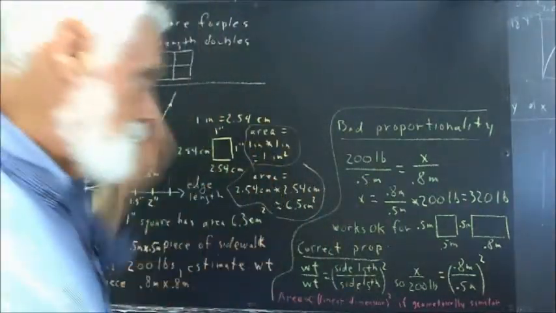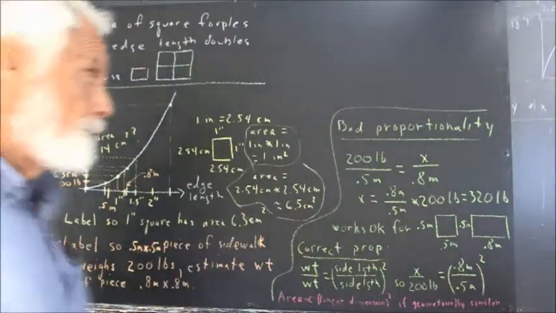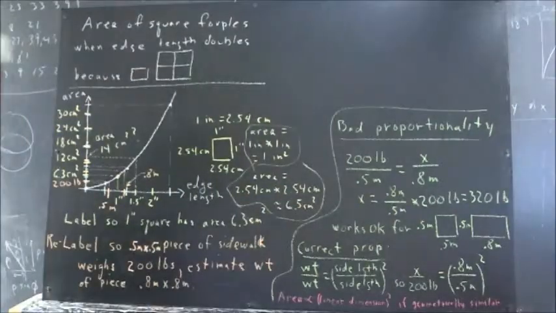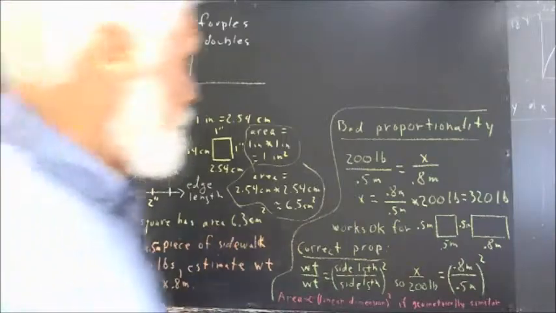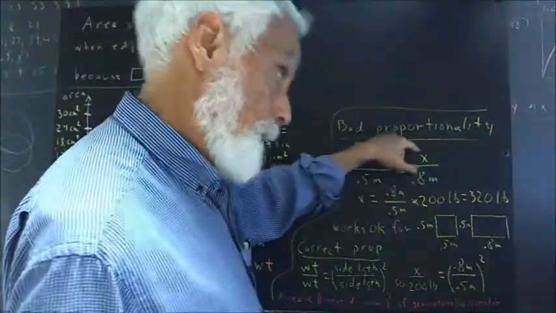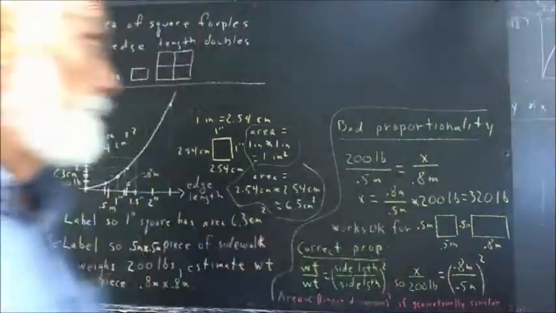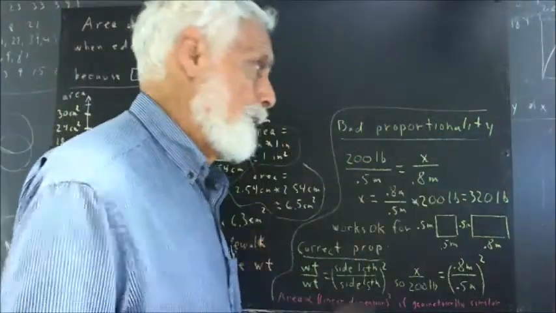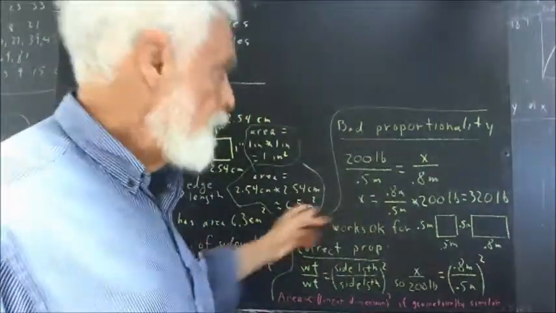Okay, so one way that this proportionality would often be set up is you'd put the 200 pounds over the 0.5 meters because, of course, 200 pounds corresponds to a side length of 0.5 meters. And then you put X, the weight that you're trying to find for the 0.8 meter square, over the 0.8 meters. Okay, now there are actually better ways to write this down, but I'll leave it to you to understand those rules. And then you solve for X.